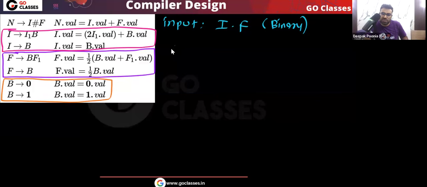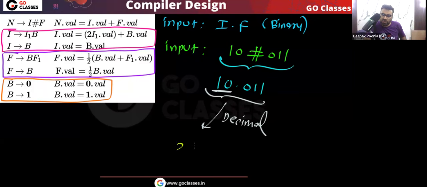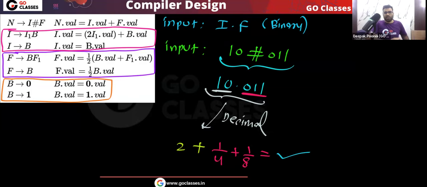So finally, now you can solve this question very easily. Your given input was 1 0 hash 0 1 1. Now you can easily find the output, because this is the same as 10.011. Now you can convert to decimal. 1 0 in decimal will be 2 plus. What about 0 1 1 in decimal? It will become 1 by 4 plus 1 by 8. So finally you can calculate and get your answer. I hope you understood. So this is the complete analysis of this question.